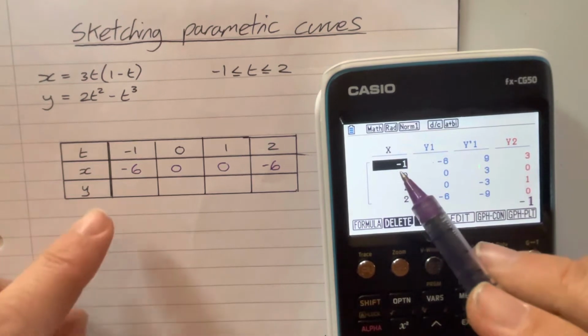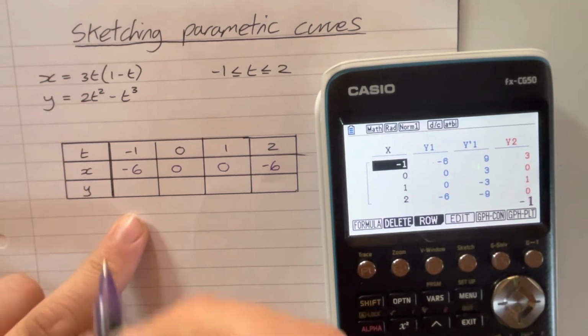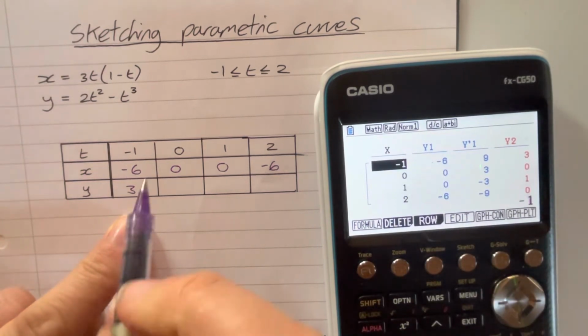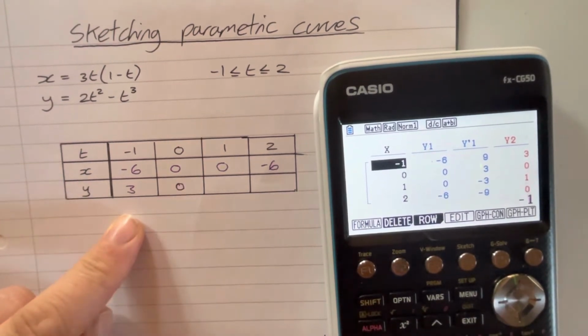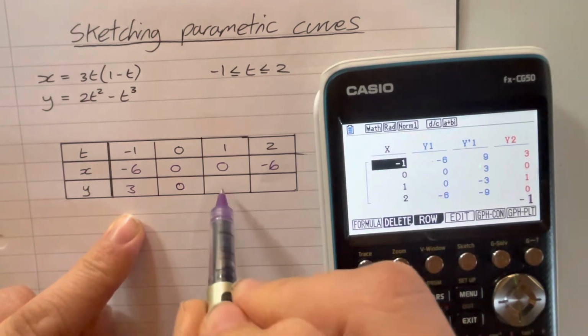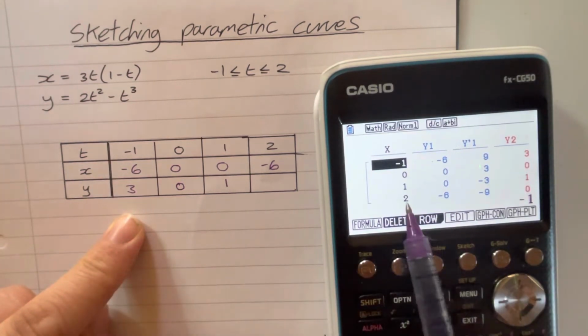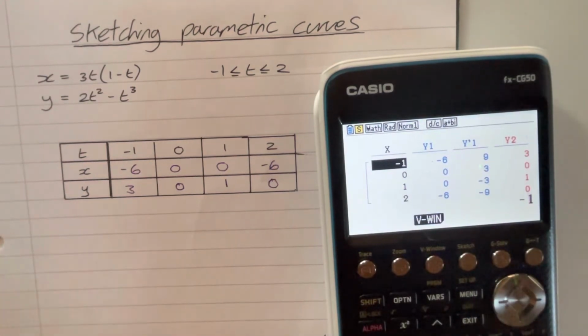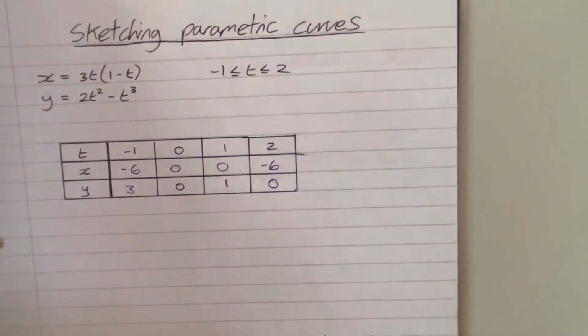So when t was -1, y was 3. We knew that. When t is 0, y is 0. When t is 1, y is 1. And when t is 2, y is 0. Okay. So now we've got 4 points.